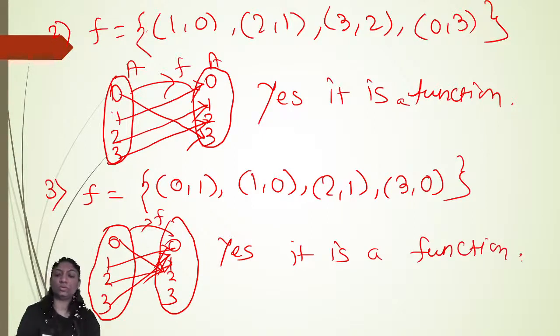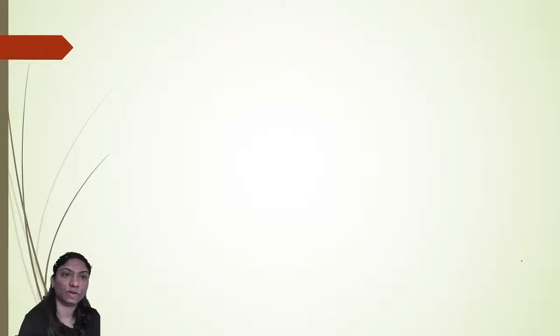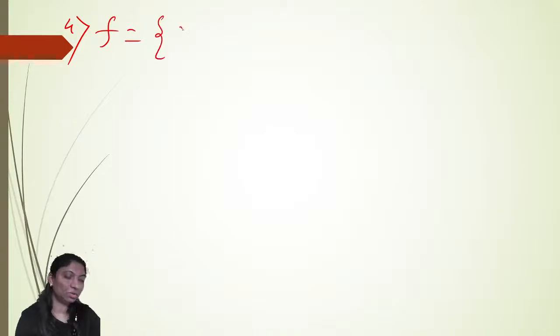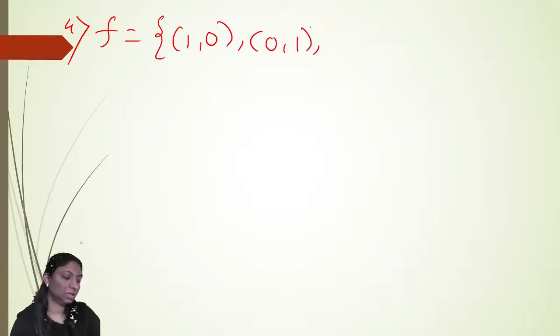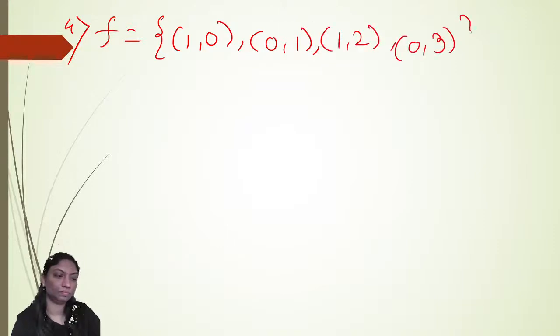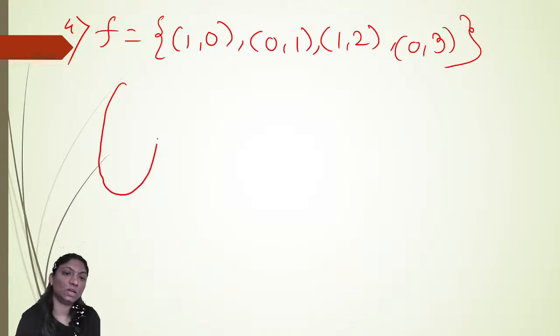Right? We'll go to the next example. Fourth one. You can see here the fourth one. f is defined as f is equal to {(1, 0), (0, 1), (1, 2), (0, 3)}. Right? So your function is defined from A to B.